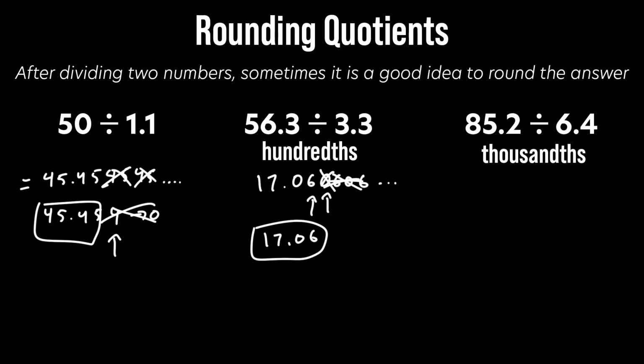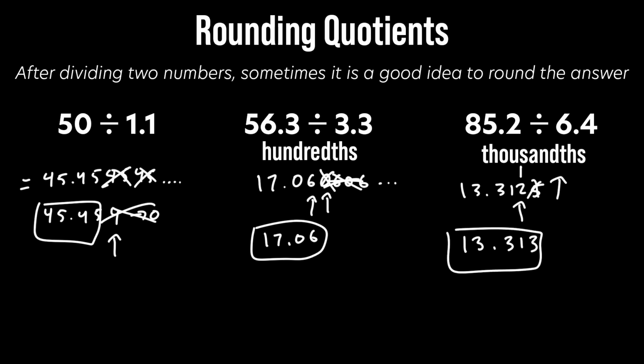Finally, we have 85.2 divided by 6.4, and we want to round to the nearest thousandths. So this would be 13.3125. The thousandths place is right here. So we look at the digit to the right, it's a 5. So we are going to round this number up to the nearest 10. So this 5 would become a 10, and that would add 1 to the 2. So we would have 13.313. And that's our answer to the nearest thousandth.